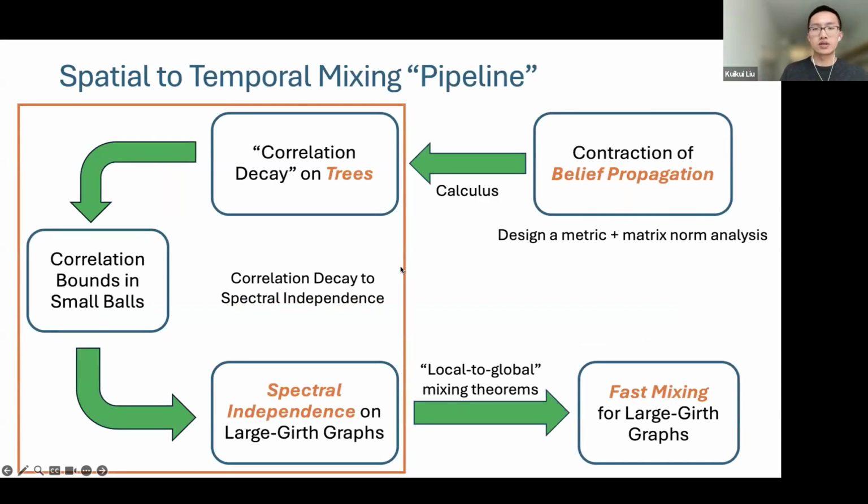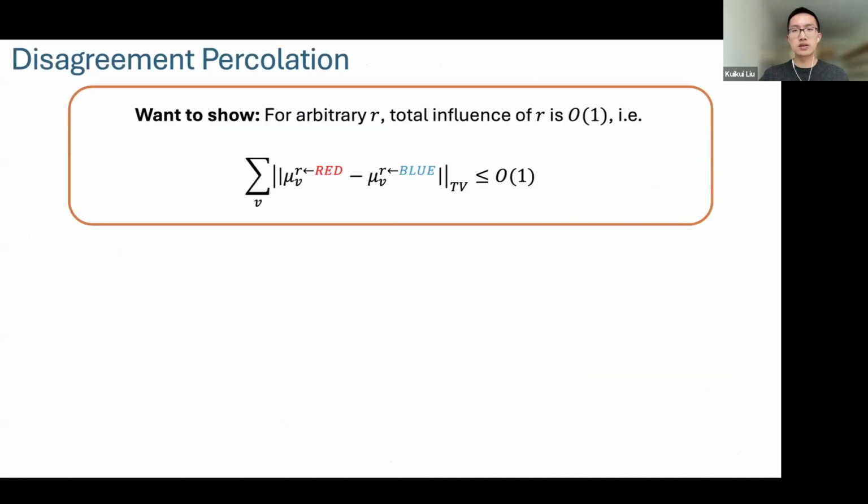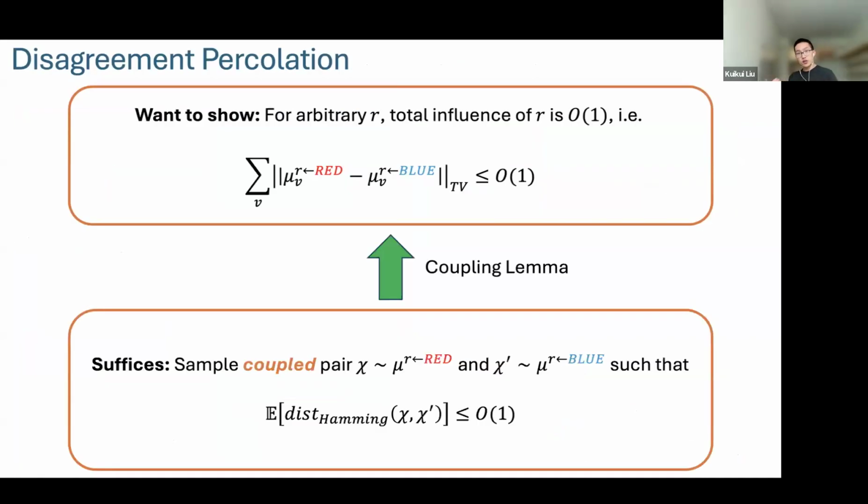So just to recall the rough outline of how the proof is going to go. Again, we're trying to establish spectral independence on large girth graphs. We're going to reduce this to correlation bounds in small balls, and then we're going to reduce this to correlation decay on trees. Okay. So the first step of the argument is we're going to convert this spectral independence bound into a corresponding statement for couplings.